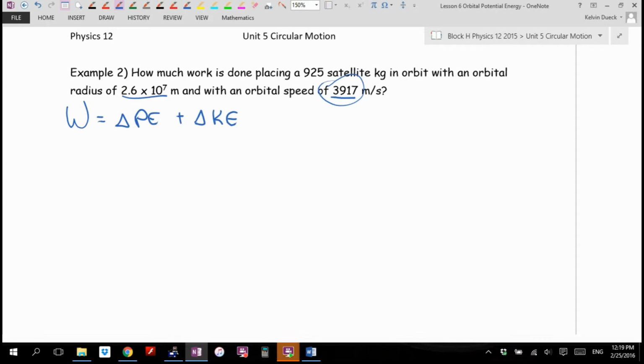That's the longest question of the year. You calculate the change in potential, you calculate the change in kinetic, but you've got to find the speed on your own as well. Okay? I bet you that's the next one.